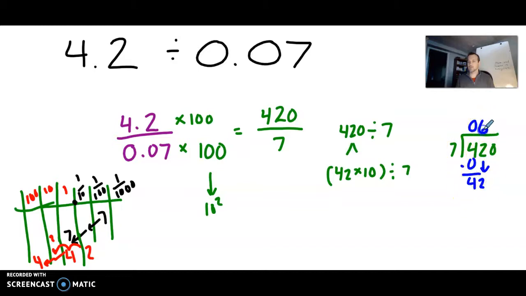Well, 6 of them. I know those from my basic facts. 7 times 6 is 42. I used all of them. I find the difference. Bring down the 0. Now, don't forget that there's that extra 0. I don't want you to think, oh, the answer is 6, because now we still have to do the ones place.